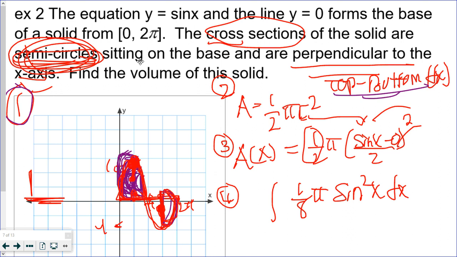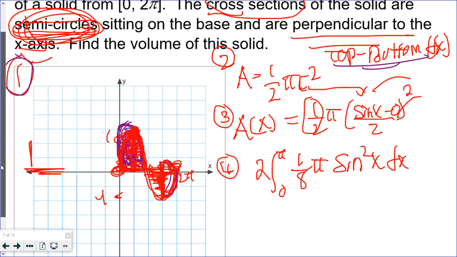And here's the thing. Based off what we talked about in a previous lesson, this three-dimensional figure right here is actually going to be equivalent to this three-dimensional figure right here because they're symmetrical. So instead of doing the integral from 0 to 2 pi, let's just do the integral from 0 to pi and double it because they are symmetrical. So we can just double half that volume. So there's step four. Continuing with step four is to integrate that, obviously.